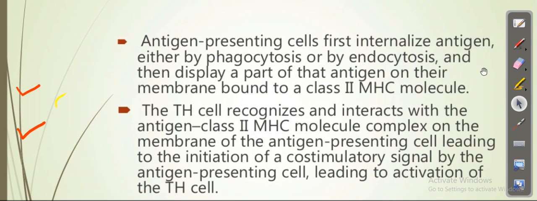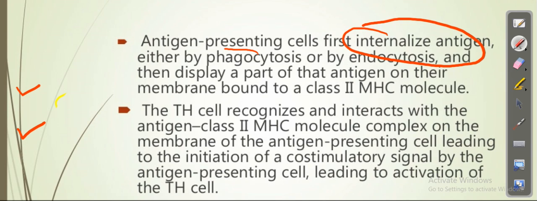So how does an antigen presenting cell actually work? So antigen presenting cells first internalize the antigen, either by phagocytosis or by endocytosis. These are the two terms.